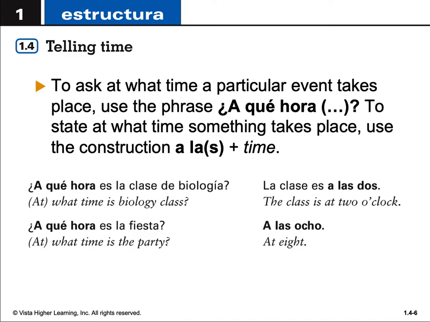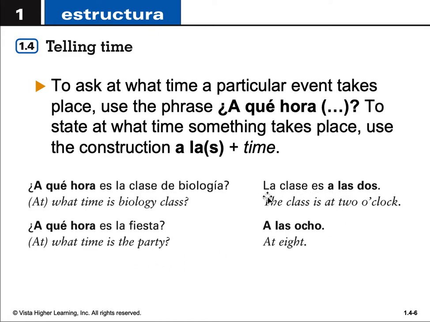So the expression a qué hora, the word a is the main thing here. It means at. At what time? To state at what time something takes place, use the construction a la or a las. So, ¿a qué hora es la clase de biología? At what time is biology class? La clase es a las 2. The class is at 2 o'clock.